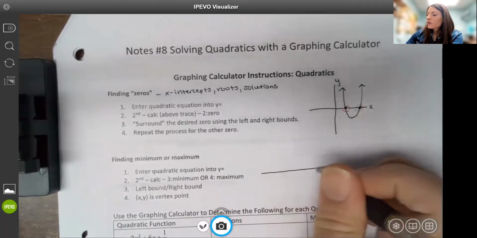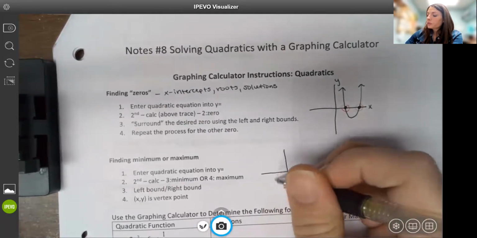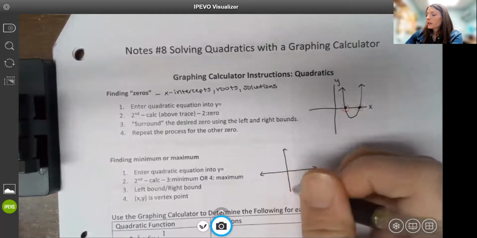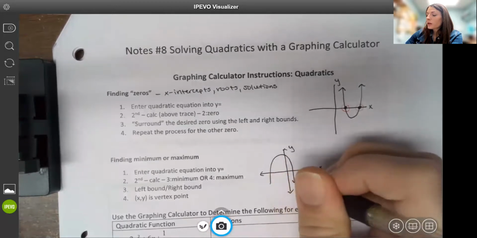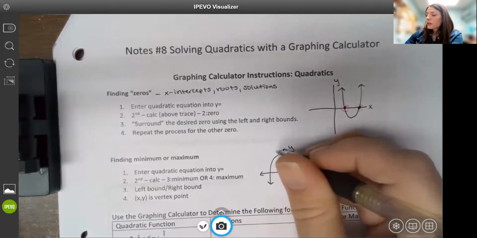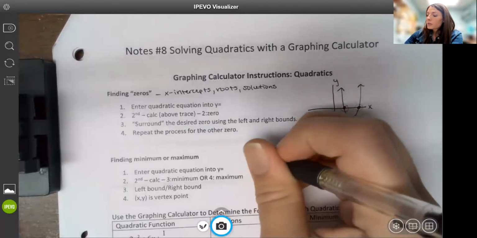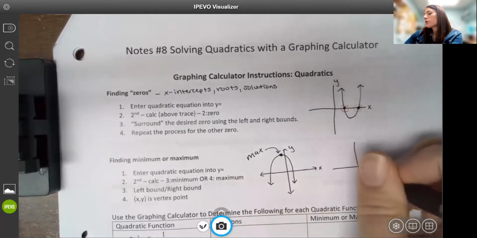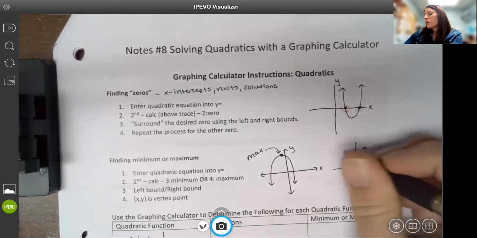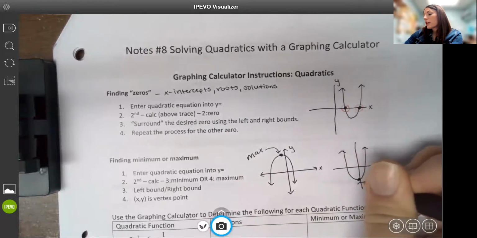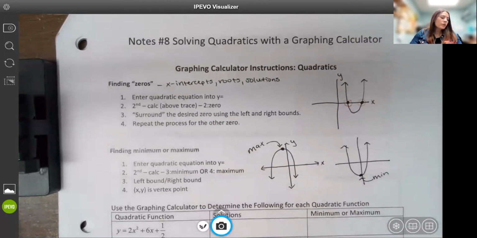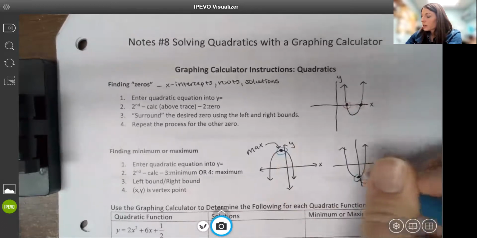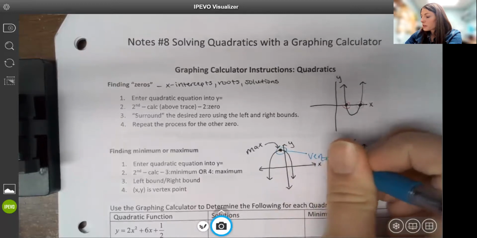The other value that we're going to find, and it depends on if it's opening up or down, is if it's a min or a max. If my parabola is opening down, then I can find the maximum. Or if my parabola is opening up, then I can find the minimum in my calculator. And of course, both of these points are just finding the vertex points. Okay, here and here, that's just my vertex.